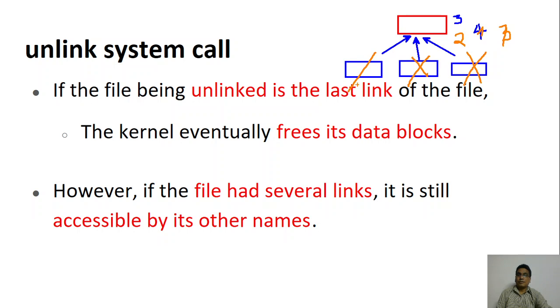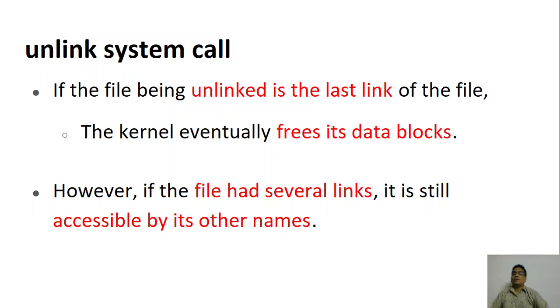Suppose you remove this one, then the link count will be reduced to 1. Now when the link count is 1 and you use unlink to reduce it, it is going to become 0. When it is 0, the inode associated with the file will also be removed and the data blocks will be freed altogether. So it is as good as deleting the last reference. When you delete the last reference, naturally the file has to be wiped out from the disk. It is as simple as that.